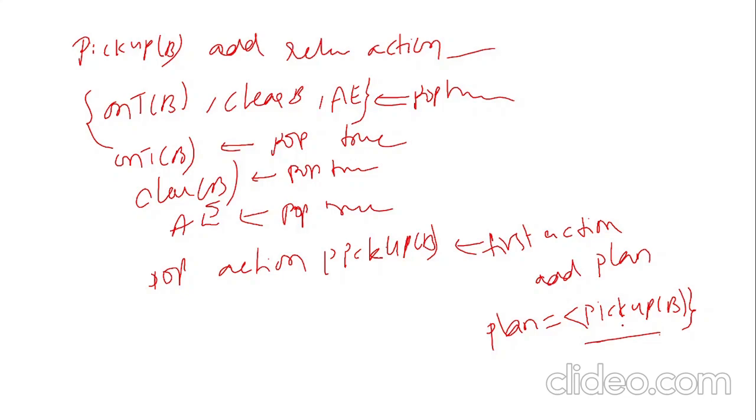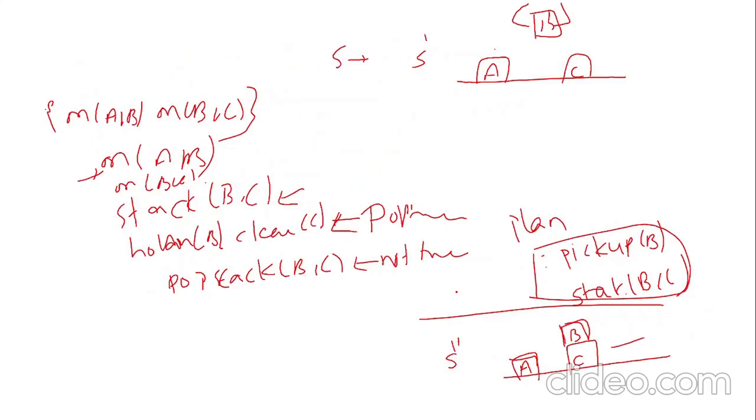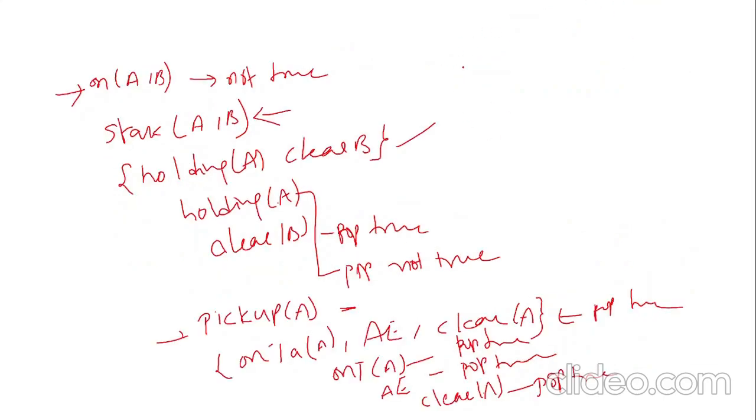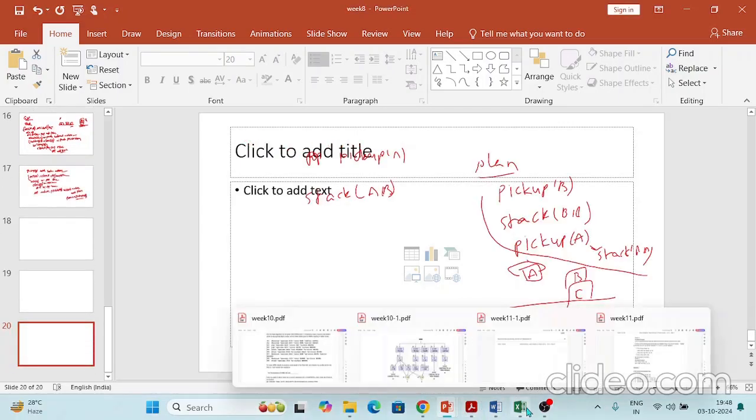Whenever we add an action to the plan, the state changes, by adding the positive effects and deleting the negative effects. From then onwards, whenever we check whether a condition is true or not, we need to check against the next state, that is the S bar. Let's go on with the procedure like this. This is about the goal stack plan.